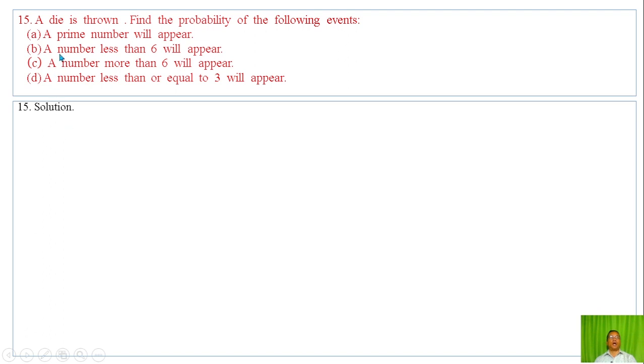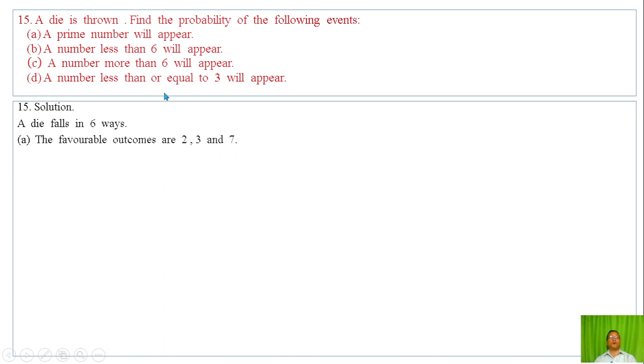Question number 15. A die is thrown. Find the probability of the following events. A prime number will appear. A prime number less than 6 will appear. A number more than 6 will appear. A number less than or equal to 3 will appear. First, a prime number will appear. A die falls in 6 ways. The favorable outcomes are 2, 3, and 5.